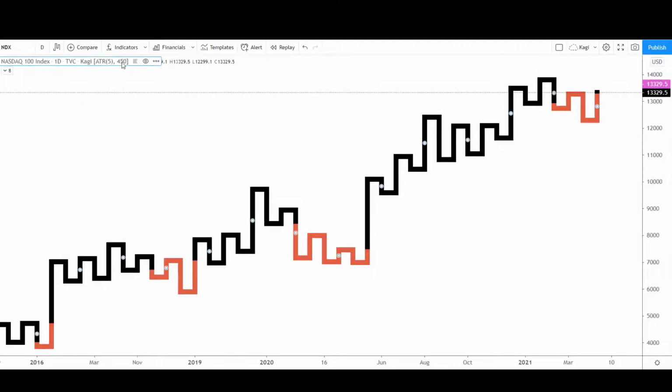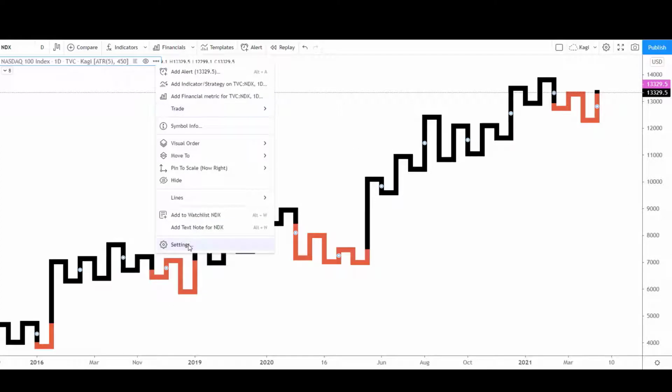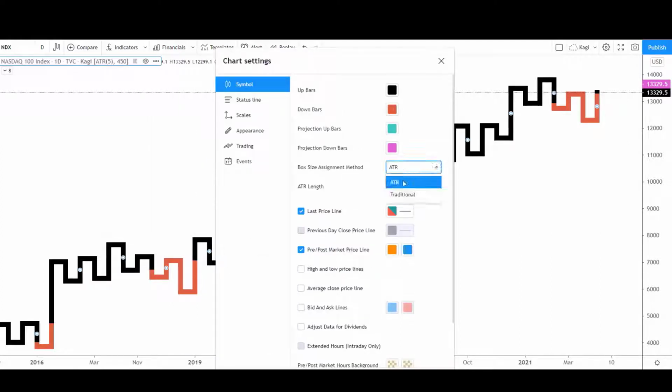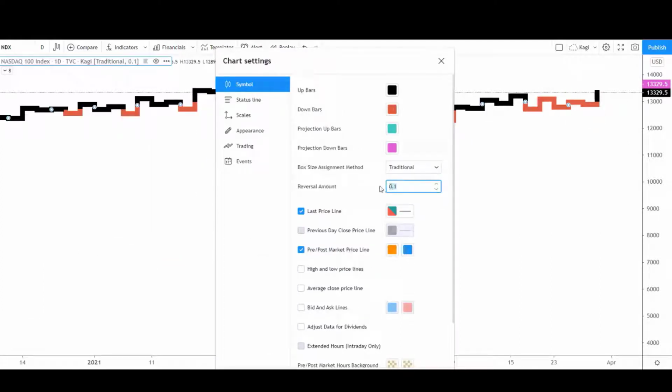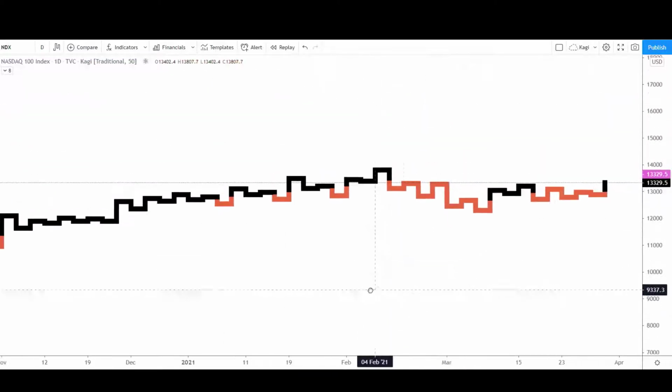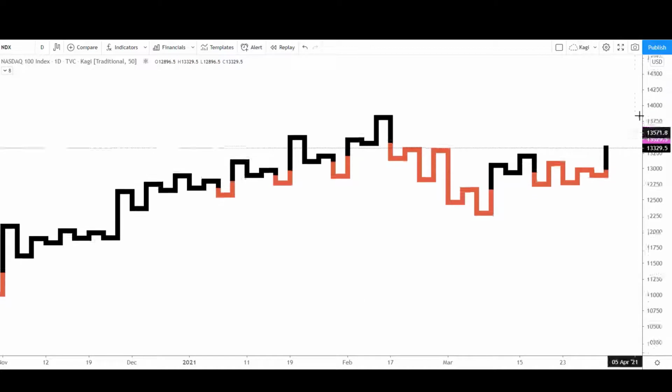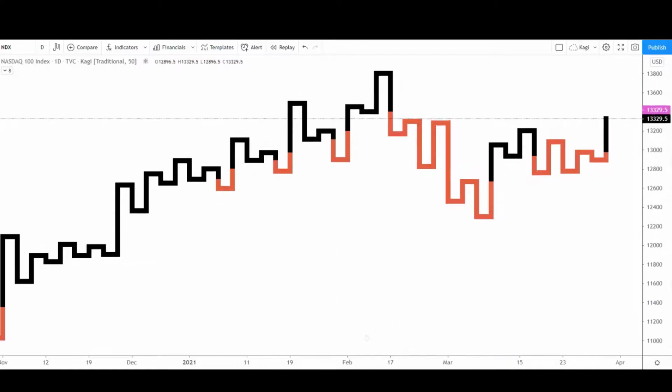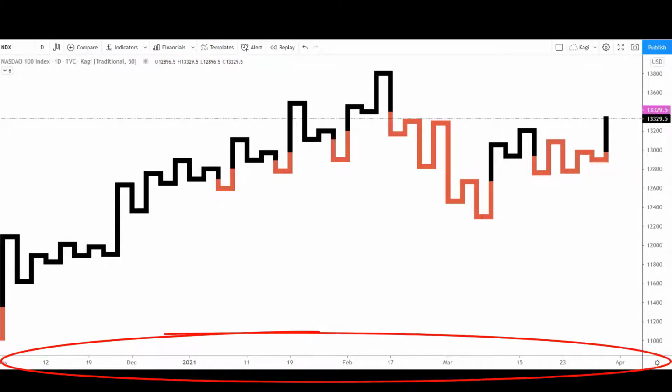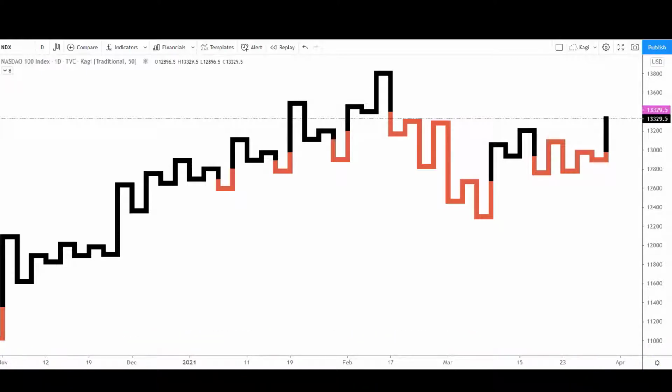So if we want to decrease the number, we could go to the traditional setup and take that number down. So exactly the same, go to the settings, go to traditional, flip it to traditional. Let's say we want 50, let's be really super aggressive. There we go, let's pull that so we can see. So instantly you can see the screen's filled with a much shorter period of time, and that would give us a lot more trade action.